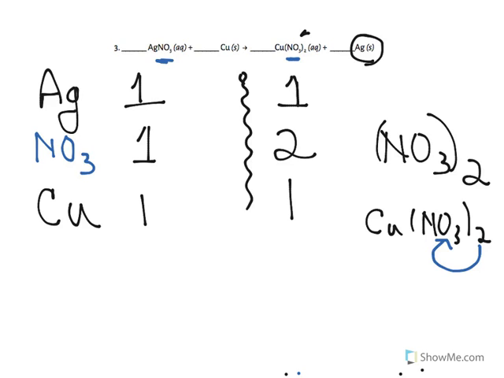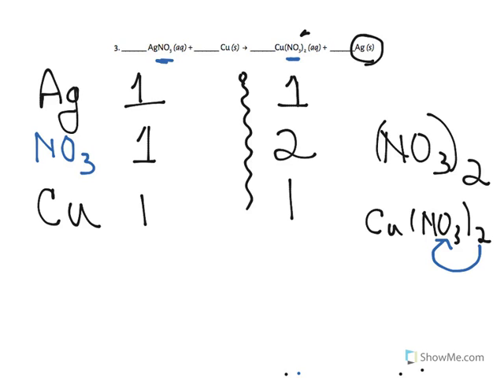So now what I do is I start using coefficients. Coefficients are the numbers that are going to go out in front of the compounds, and they're multipliers. So I look to see where the elements are unbalanced. If I look in the first row of my table, there's 1 silver on the left and 1 silver on the right. So silvers are balanced.